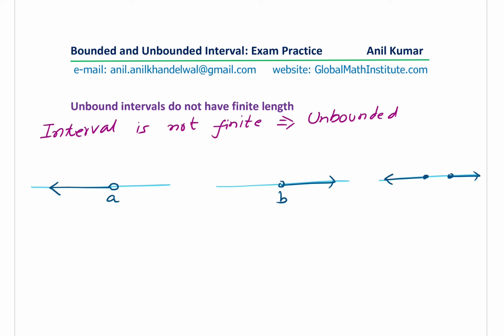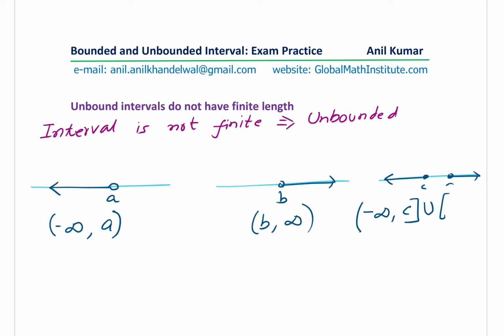This could be written as from minus infinity to A, where A is not included. Here we'll write it from B to an infinitely large value. In this particular case, it is from minus infinity to, let's say, C, where C is included, and infinity is never included, or it is from, let's say, D to an infinitely large value, which will never be included. So these are your unbounded intervals, where one of the limits is approaching an infinitely large value, or both could be approaching infinitely large values, as you have seen here.